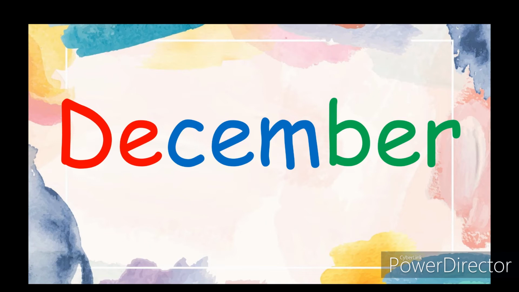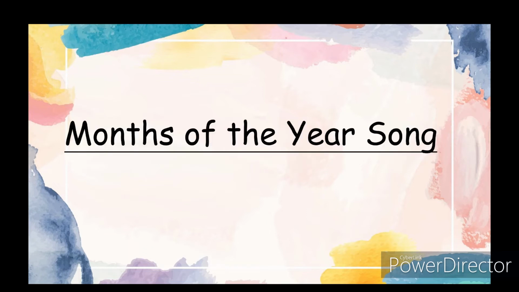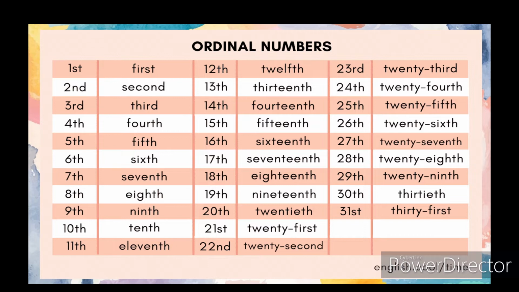Okay, now we know the 12 months in a year, and that's not enough. We also have to know ordinal numbers so we can say the date completely. Okay, now we see we don't say 1, 2, 3, 4, 5 when we say date. We'll use ordinal numbers and they seem a little different. Okay, let's see. We don't say 1, we say first, F-I-R-S-T, first. Okay, let's do it again, first. And we don't say 2, we say second. Second.